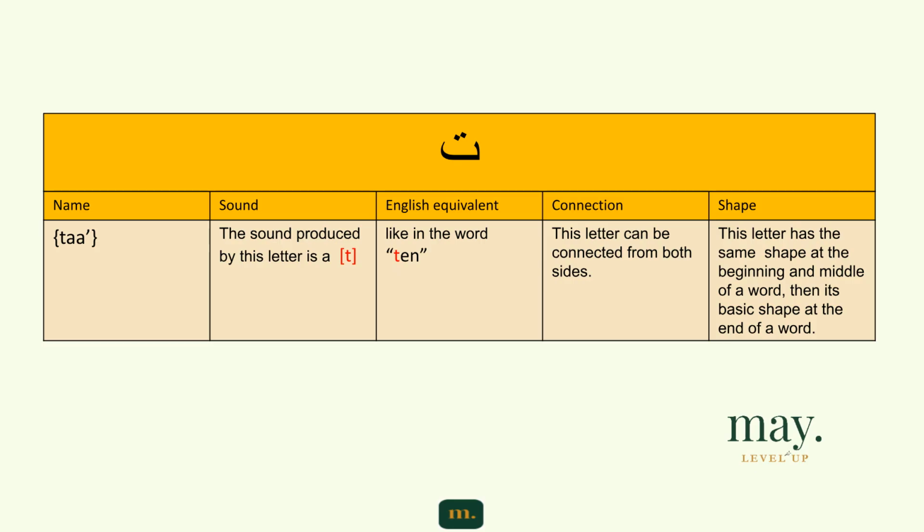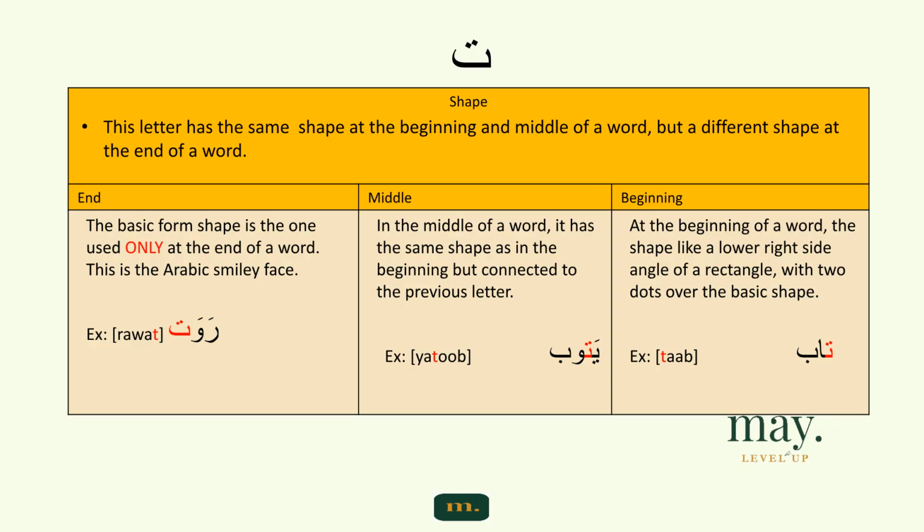Next is the letter Ta. It sounds like the T in the word ten. The letter Ta, or the smiley face of the Arabic language, is written with two dots above the basic shape. It is written exactly like the Ba at the beginning, middle, and end of a word, except for the dots.